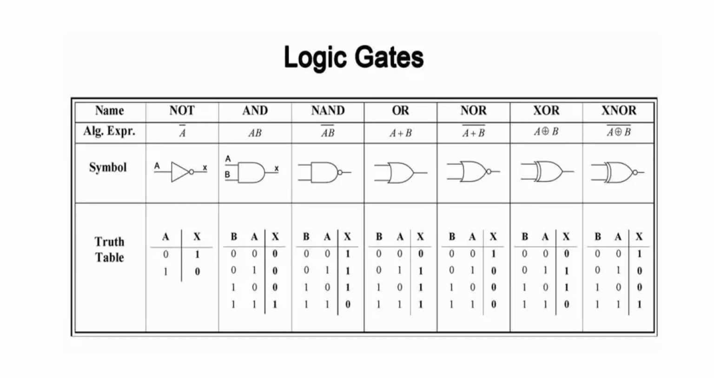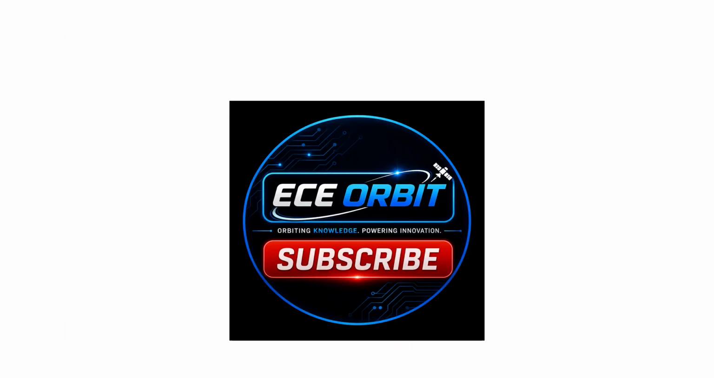XNOR is the complement of the XOR gate. See here, for the same combination we will get 1. For different combinations we will get 0. So see this once and memorize this table.